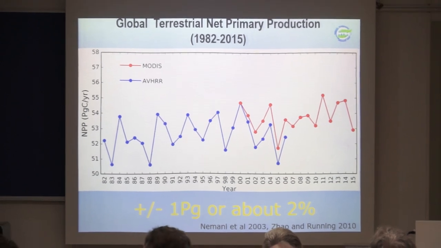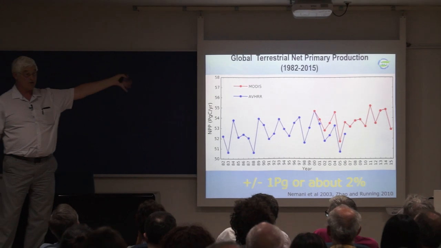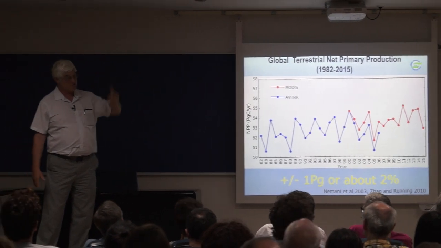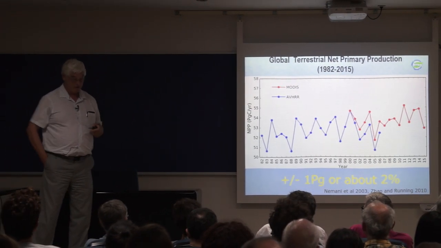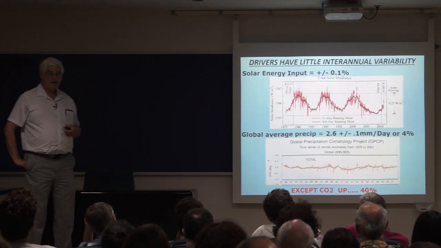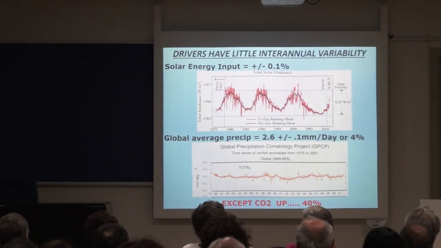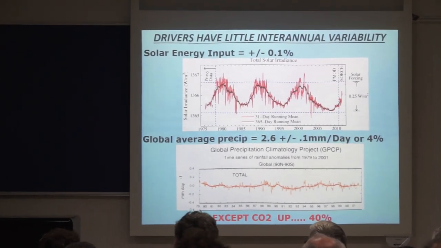You might have a real bad year in Spain, but if you have a bad year in Spain, somewhere else is having a good year. If that's true, that's worth knowing right there in itself. So I got curious about this and said, well, how stable are our standard inputs to global NPP?